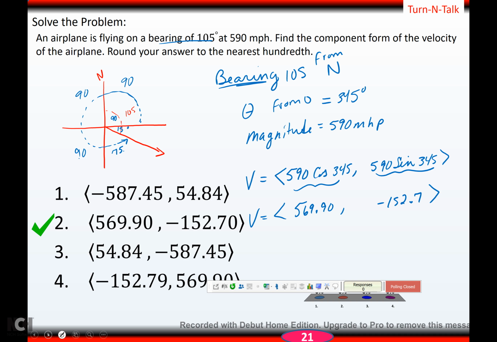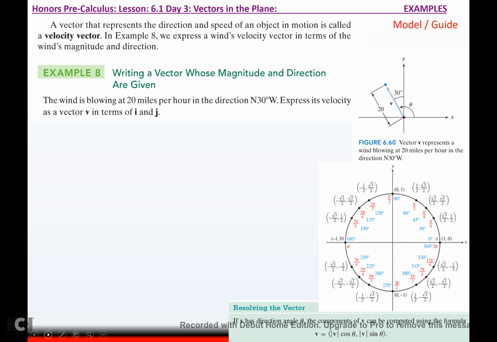Okay, all right, so this one says, a vector that represents the direction and speed of an object in motion is called a velocity vector. In example 8, we express a wind's velocity vector in terms of the wind's magnitude and direction. So it says that the wind is blowing at 20 miles an hour in the direction 30 degrees northwest.